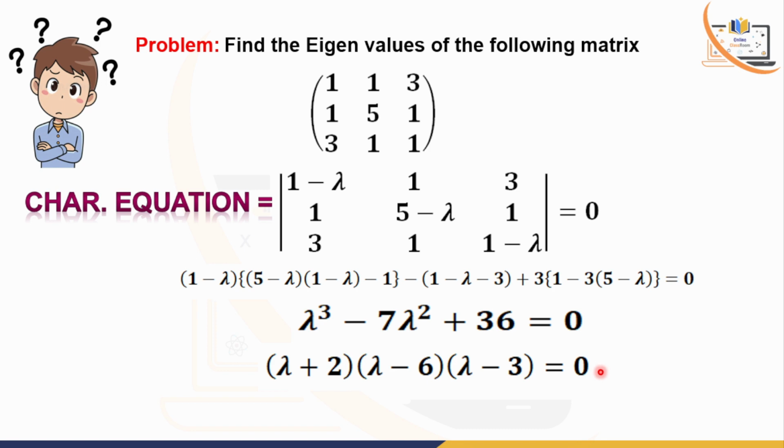So if I consider the eigenvalues, obviously the eigenvalues will be lambda equal to minus 2 for this part, lambda equal to 6 for this part, and lambda equal to 3 for this part. So we have minus 2, 6, 3, three different eigenvalues. Look, here the eigenvalues are real and also unequal. So this is the process: whenever a matrix is given, you calculate the eigenvalues this way.